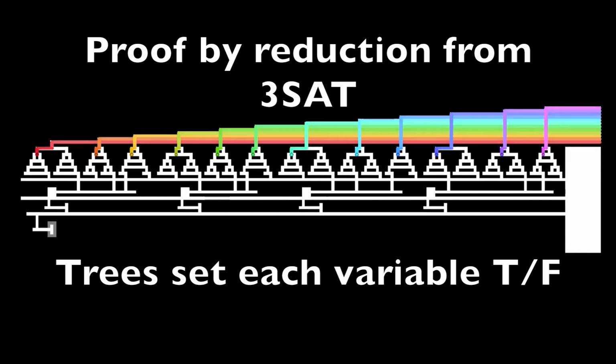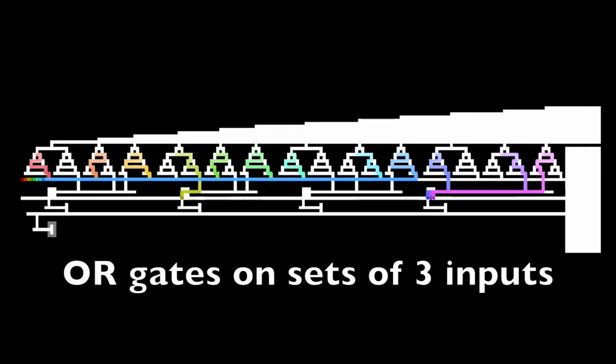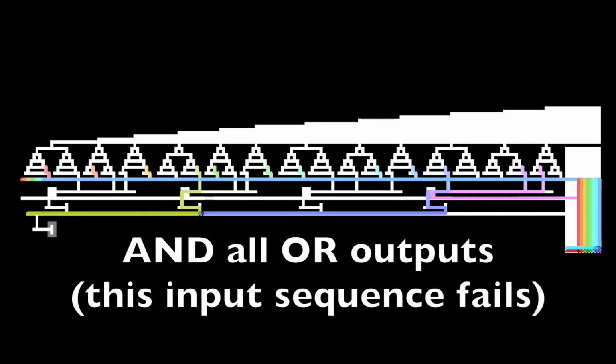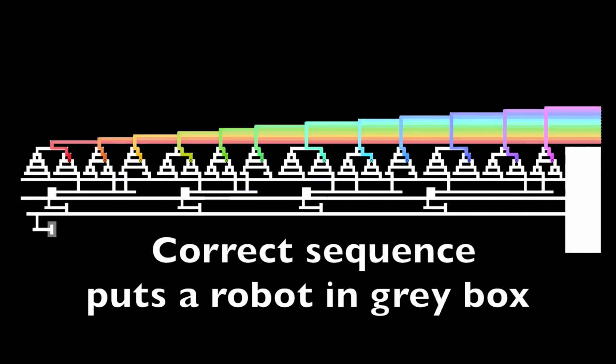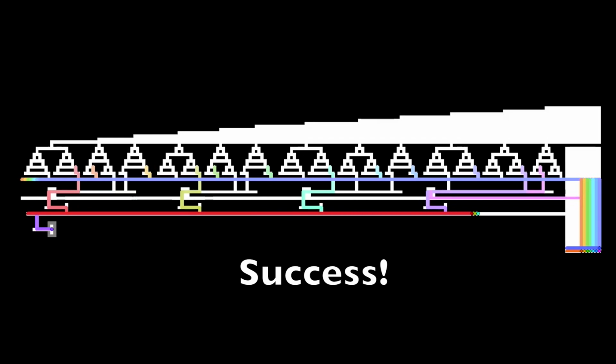Decision trees are used to set each variable true or false. 3-input OR gates are used to form each clause, and an M-input AND gate provides a conjunction. The goal is only reached if the variables are set so that the formula evaluates to true. Therefore, the motion planning problem with global inputs is at least NP-hard.